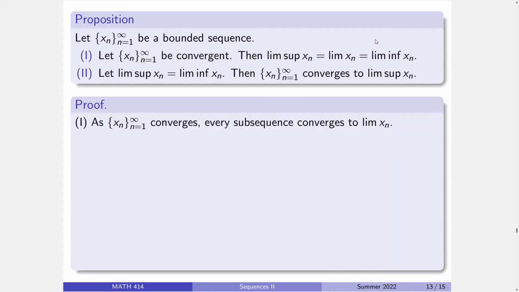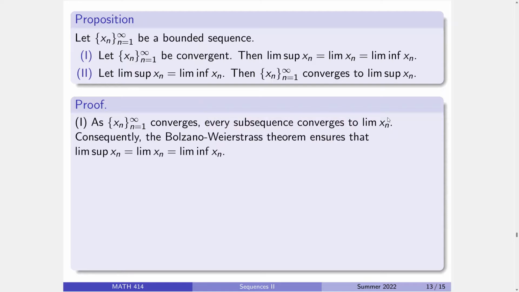Alright, so first up. If our sequence does converge, that means every subsequence converges to the original limit. And by Bolzano-Weierstrass, that means the lim sup and the lim inf have to converge to the limit of the sequence, right? Because I have subsequences that converge, and if we are a convergent sequence, every subsequence must converge.